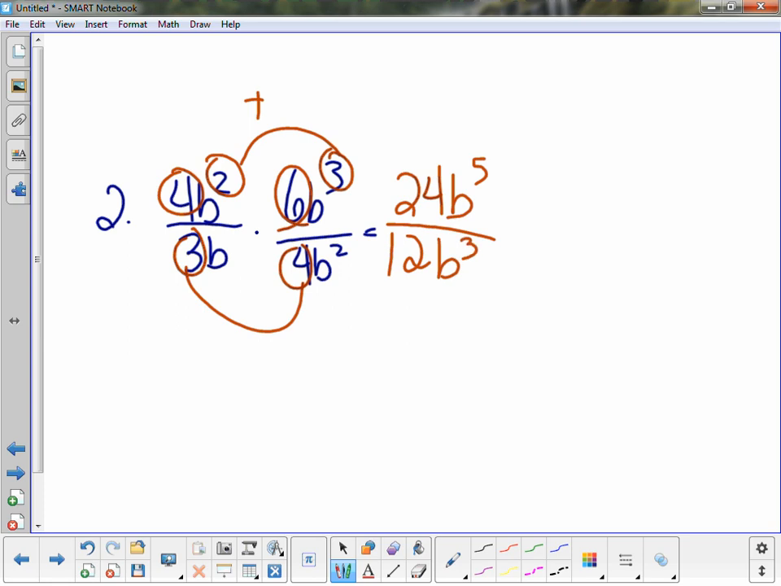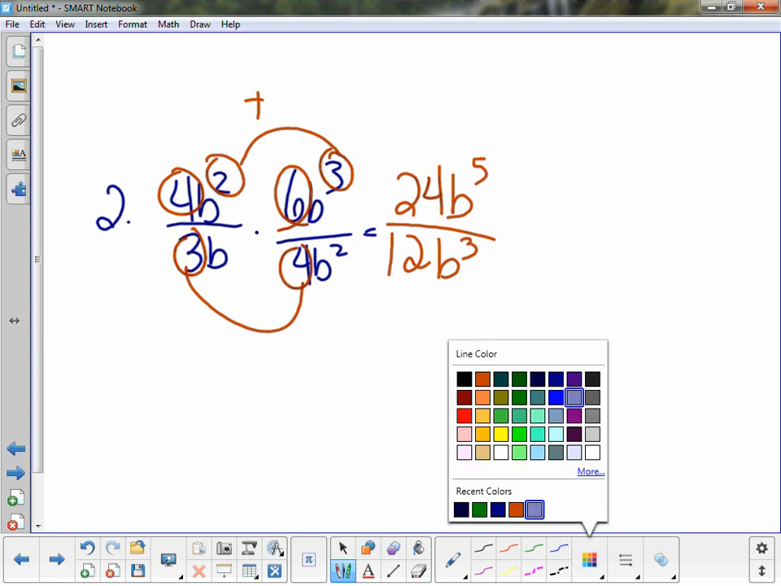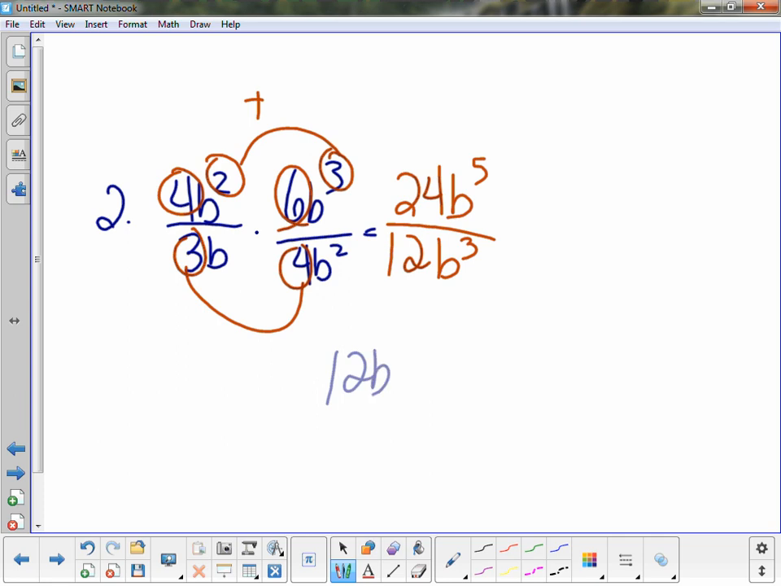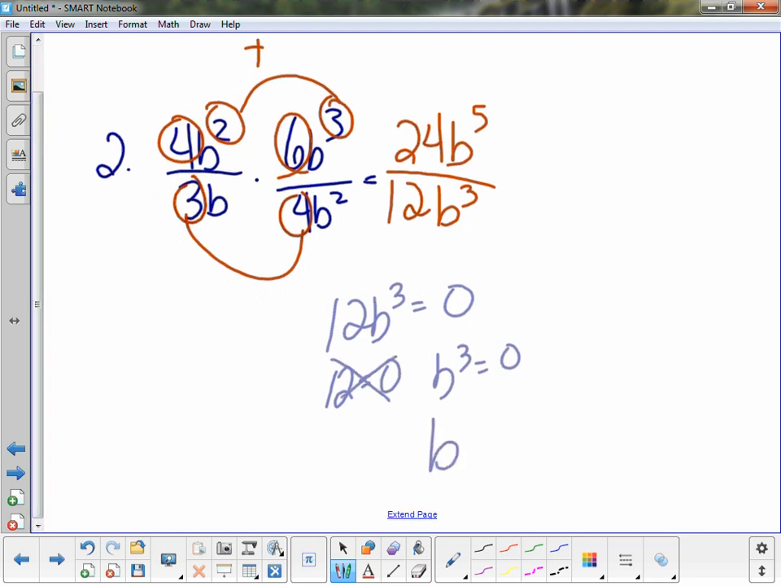And then we're going to take 3 times 4, and that's going to give us 12b to the 3rd. Just for practice sake, let's go ahead and try to get that excluded value right now. So 12b to the 3rd is equal to 0. Let's use that zero product property idea. Well, 12 equal to 0 is never going to happen, and the only way b to the 3rd is going to be equal to 0 is if b is equal to 0. So our excluded value is that b cannot be 0.